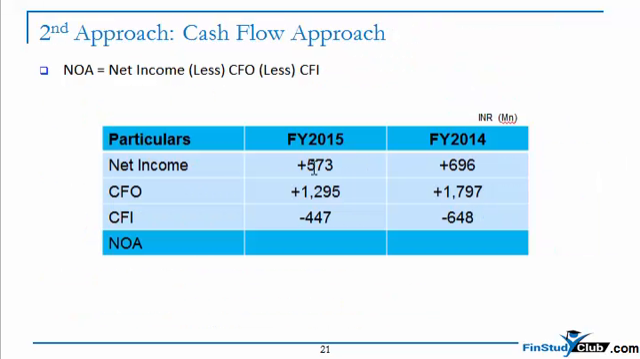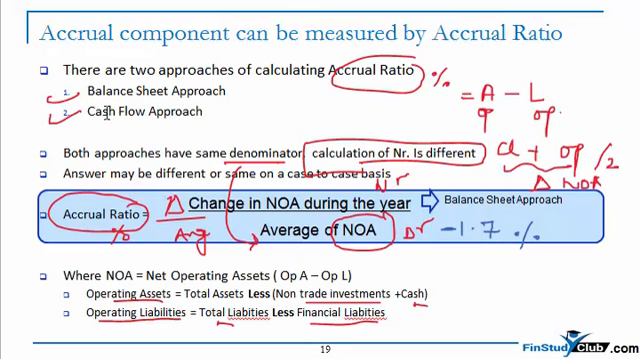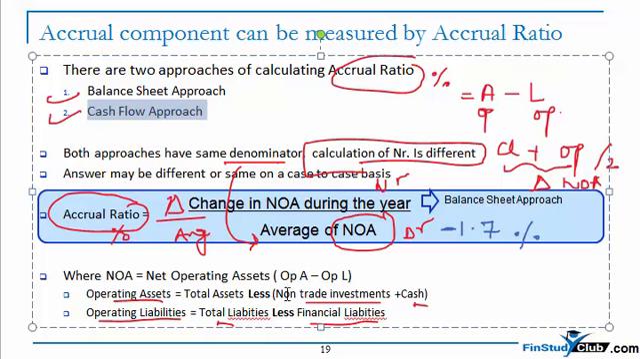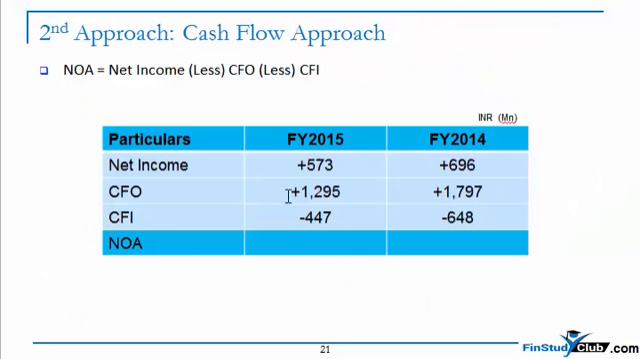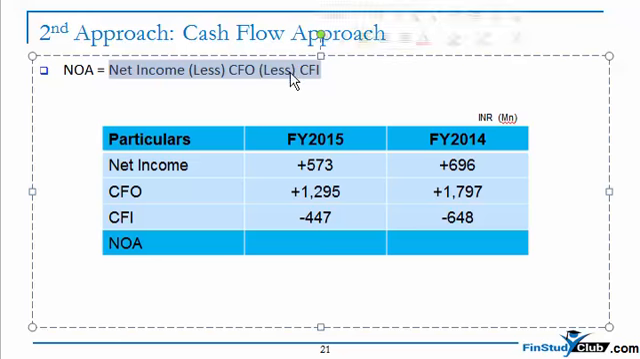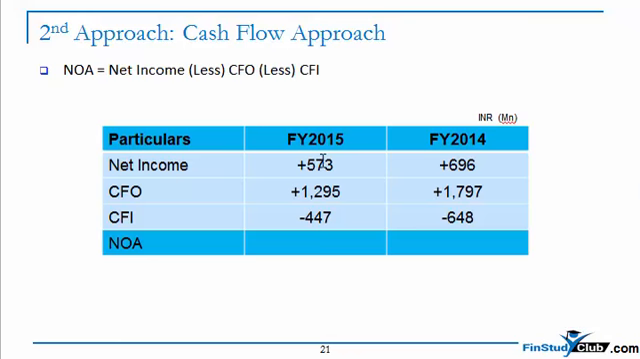Well, there is another way of calculating the accrual ratio, like I said, the cash flow approach. In the cash flow approach, the denominator remains exactly the same, the average of the net operating asset. It's just the numerator that changes, and the numerator here is a fairly simple calculation of your net income, which is 573, reduced by CFO 1293, and reduced by CFI. So a negative CFI will mean an addition. So here you are getting 273.